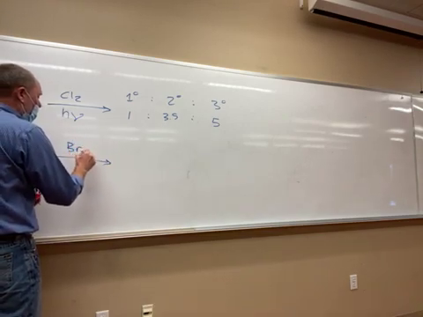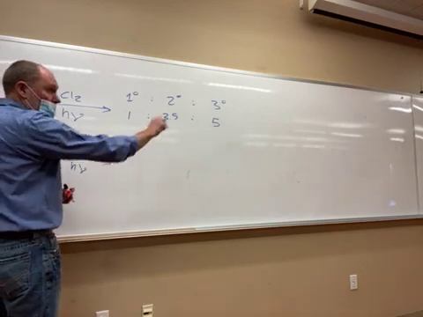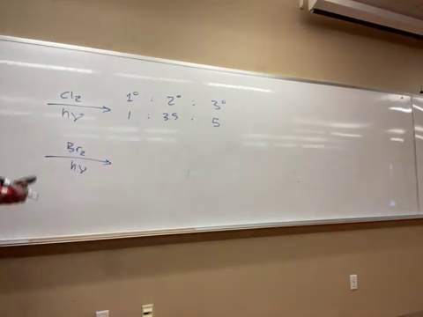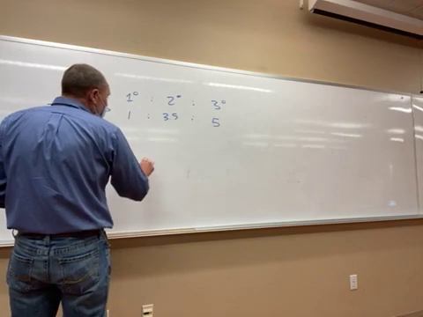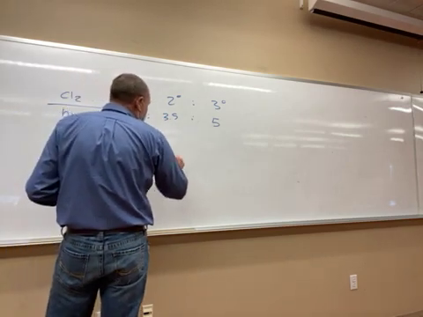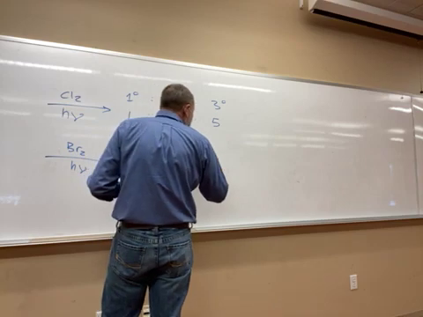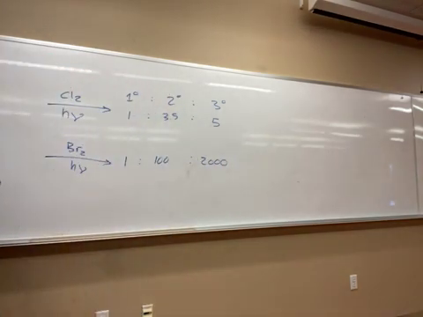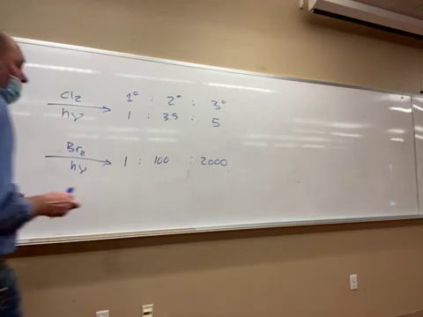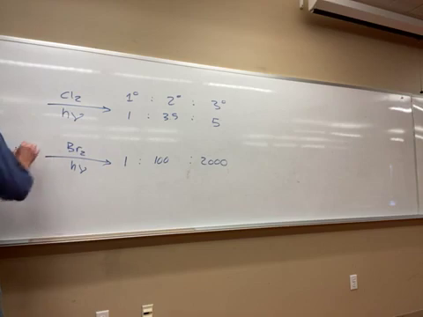If I do bromination and go through the same exercise of primary, secondary, tertiary, primary is 1, secondary is 100, tertiary is 2,000. Now we're talking. And this is why in photochemistry, in organic chemistry, we do use bromination as a synthetic tool.